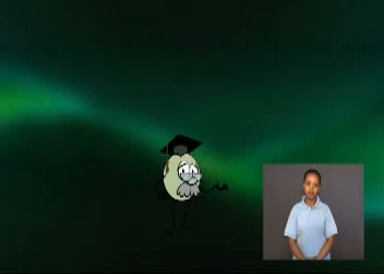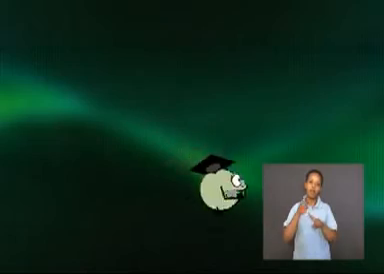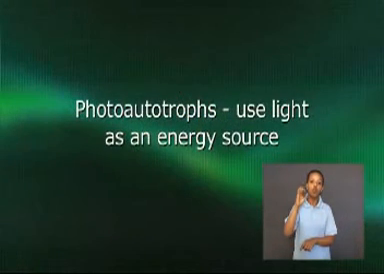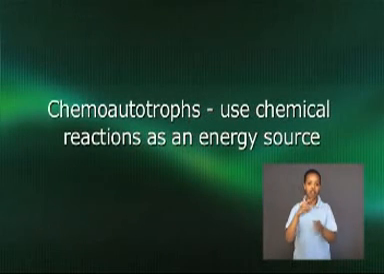Time's up. Let's get back to our lesson. Welcome back, students. If you answered by saying that photoautotrophs use light as an energy source and chemoautotrophs use chemical reactions as an energy source, then you answered correctly.